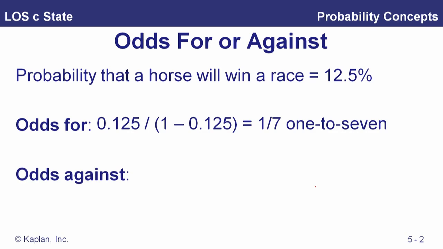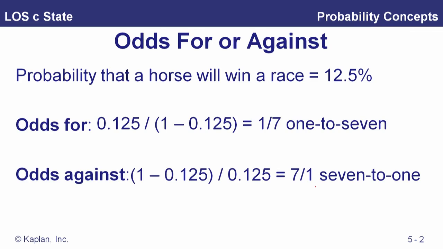Okay? So we've got that probability of winning in the numerator. We've got the probability of not winning, which is 7 times out of 8, in the denominator. And the odds against are just the opposite of that. The odds against the horse are 7 to 1. The odds of the horse winning are 1 to 7.